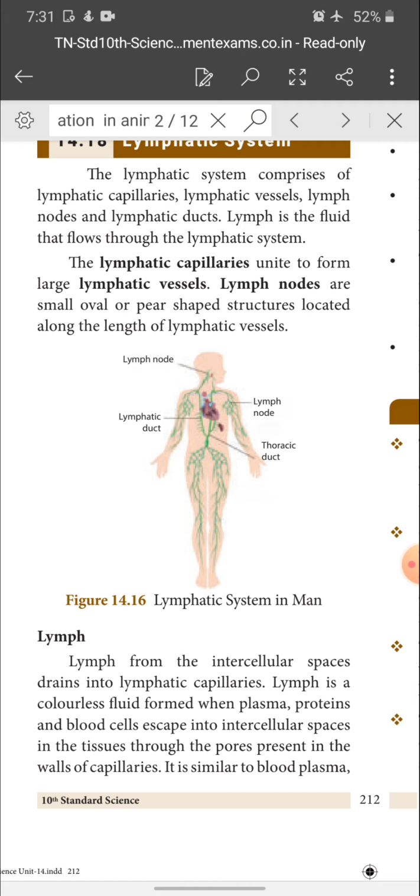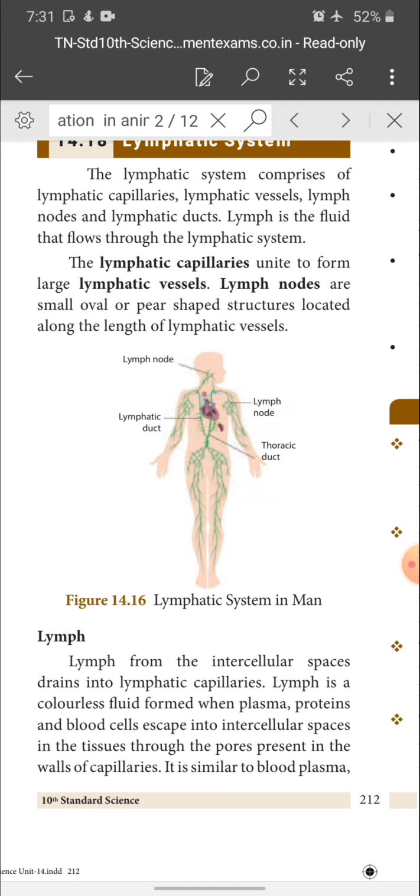See, you know very well, children, in the blood vessels blood is circulated: the heart pumps blood to the aorta, aorta to arteries, arteries to arterioles, arterioles to meta-arterioles, meta-arterioles to capillaries. See children, capillaries have a very thin, transparent, single-layered wall. So through these capillaries some plasma, some proteins and some blood cells escape. Okay, so then they enter into the intercellular spaces.